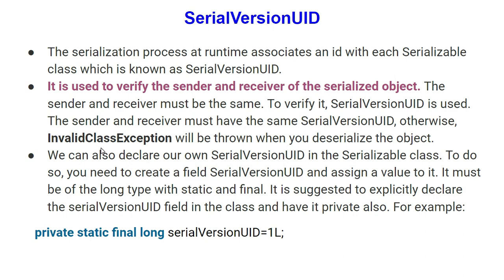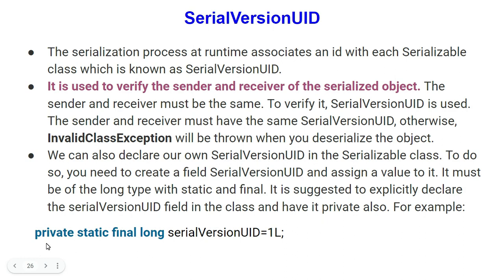Whenever we serialize an object, you can also declare your own serial version UID in the serializable class. To do this, you need to create a field for the serial version UID and assign a value to it. It must be of long type. The serial version ID is long, static and final. It's suggested to explicitly declare the serial version UID field in the class, and it should be private also. For example, you can declare it like that.